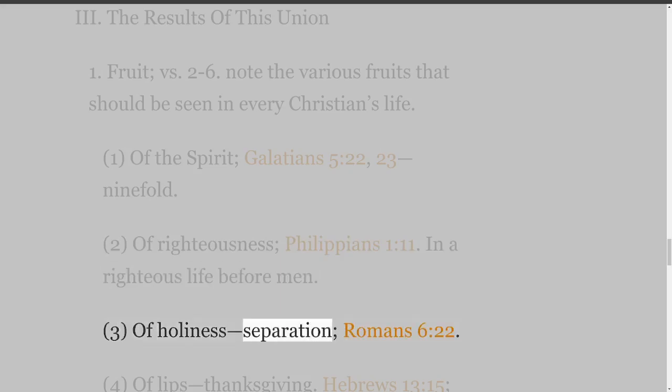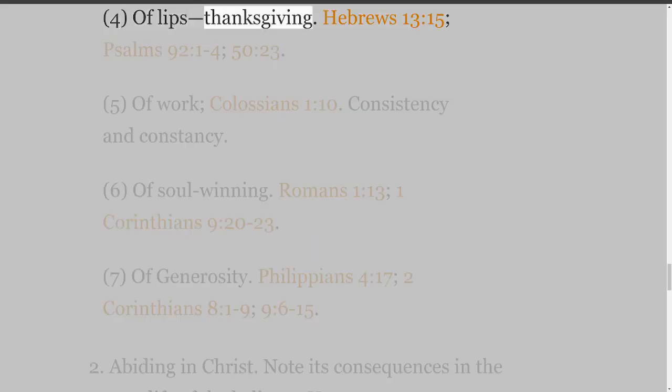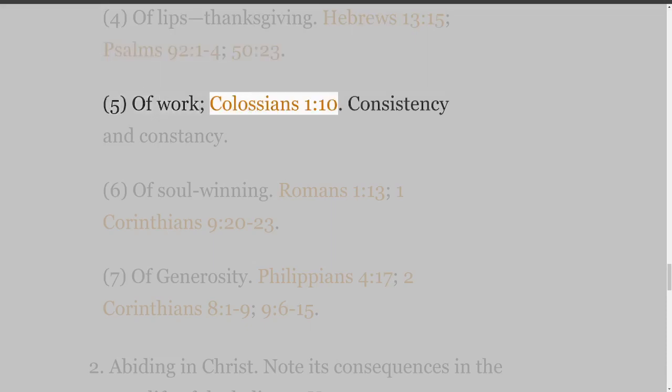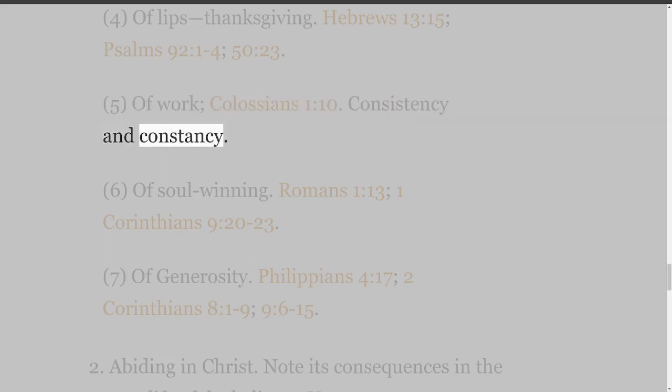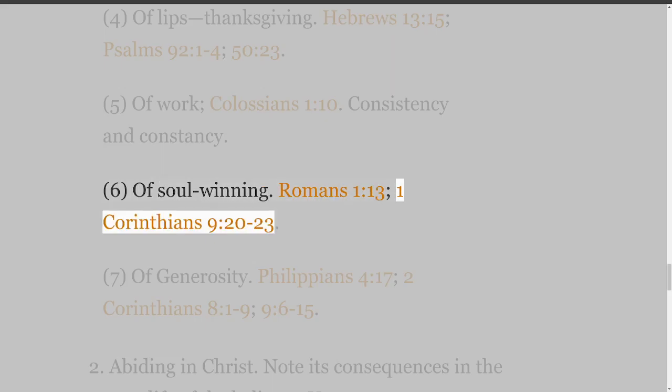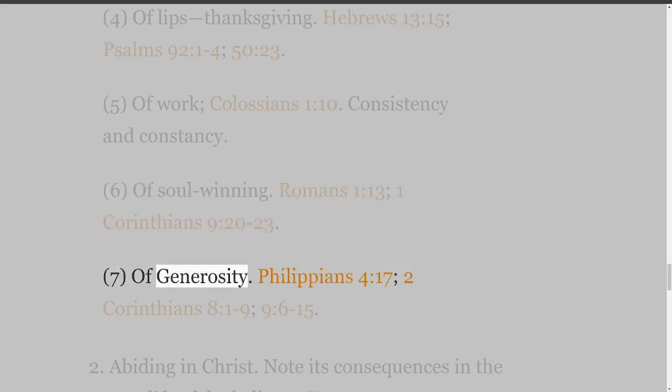3. Of holiness, separation, Romans 6:22. 4. Of lips, thanksgiving, Hebrews 13:15, Psalm 92, verses 1 to 4, 50:23. 5. Of work, Colossians 1:10, consistency and constancy. 6. Of soul winning, Romans 1:13, 1 Corinthians 9, verses 20 to 23. 7. Of generosity, Philippians 4:17, 2 Corinthians 8, verses 1 to 9, 9:6-15.